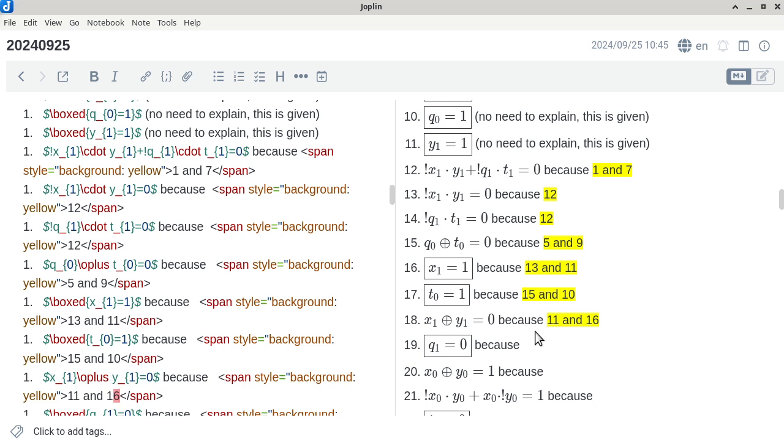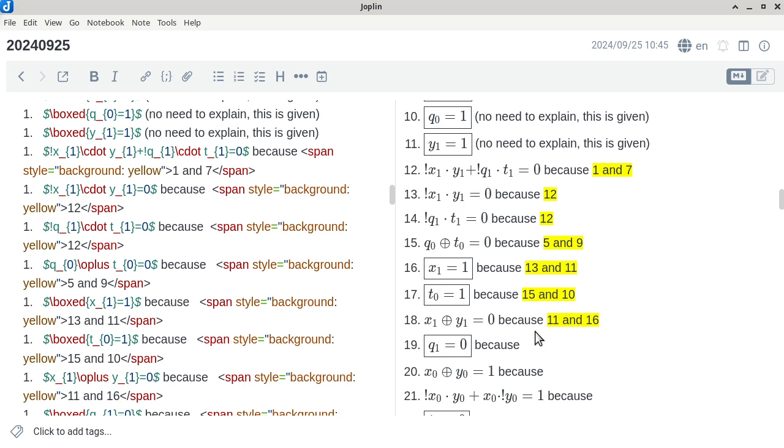All right, so let's take a look. Because of 11, we know y1 is a 1, that is just given. Because of 16, we also know that x1 is a 1. 1 exclusive OR with 1 is a 0. So that's how we know that the exclusive OR between x1 and y1 has to be a 0. Is that okay? All right.